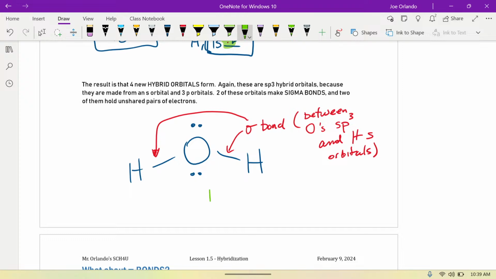Okay, and then what are these? These are lone pairs of electrons. And where are they found? They're in carbon's, or oxygen's, sp3 hybrid orbitals.